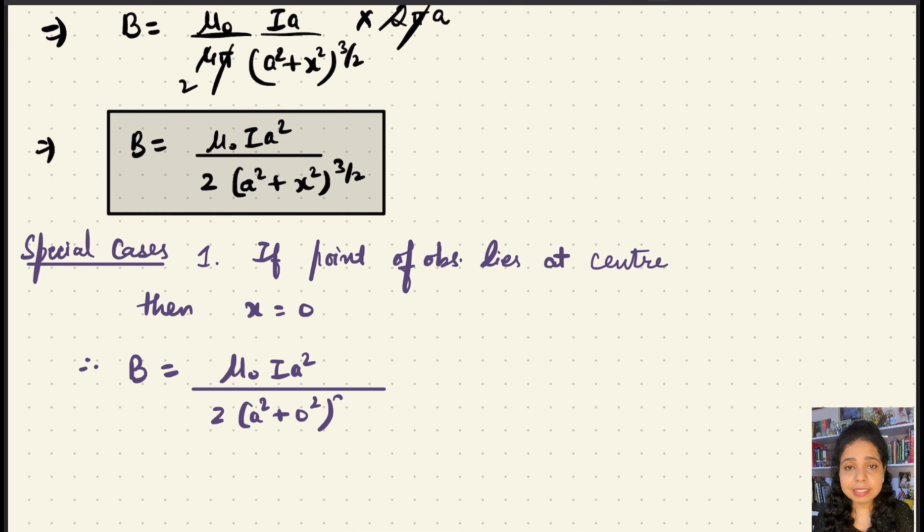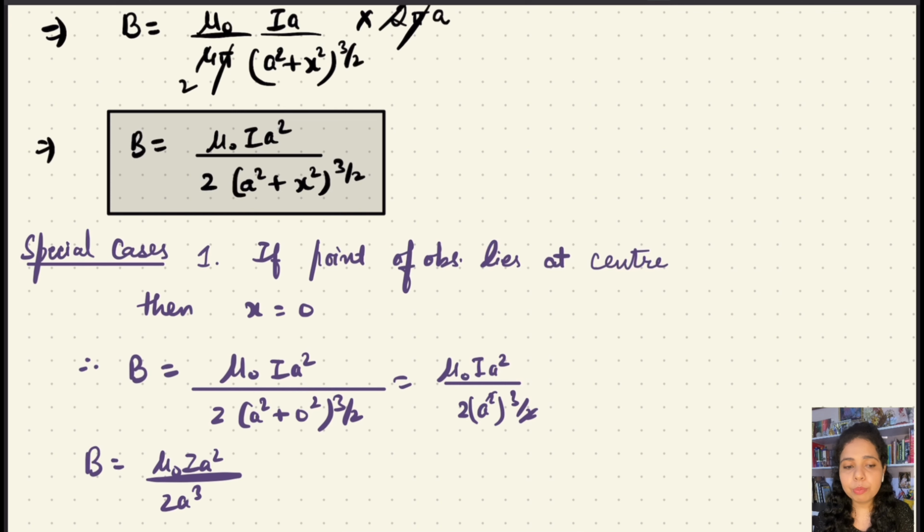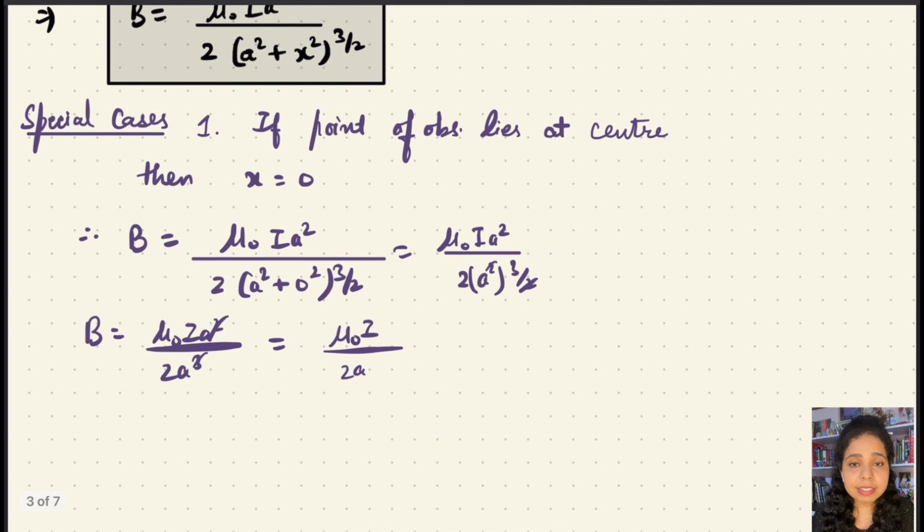And solving and simplifying this equation, we are left with (mu naught I a square upon 2 a square) whole raised to power 3 by 2. Cancelling it out, we are left with B is equal to mu naught I a square upon 2a cube, and cancelling a square with a cube, we are left with mu naught I upon 2a, which is the value of magnetic field at the center of current carrying circular loop.